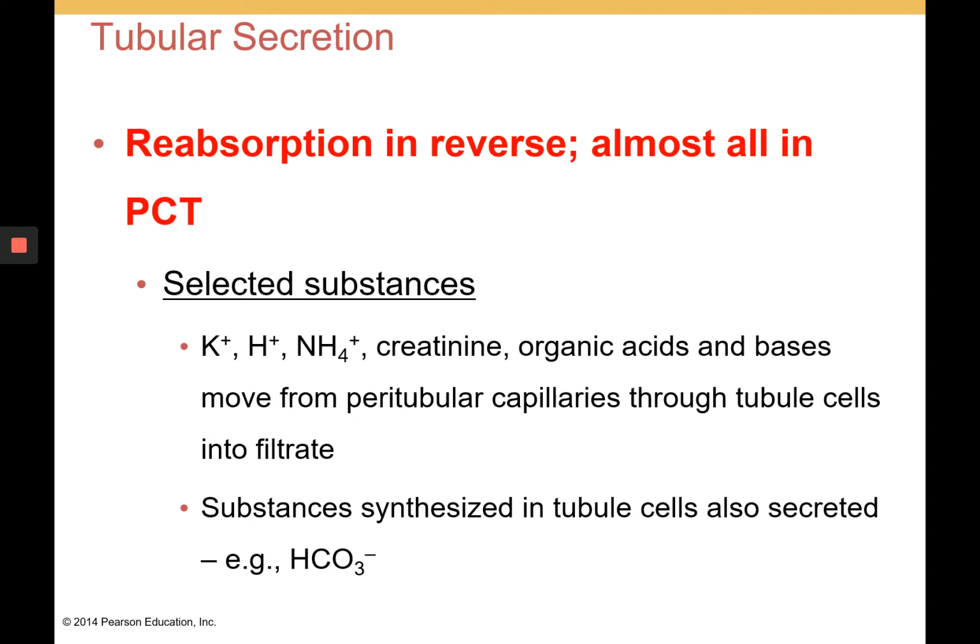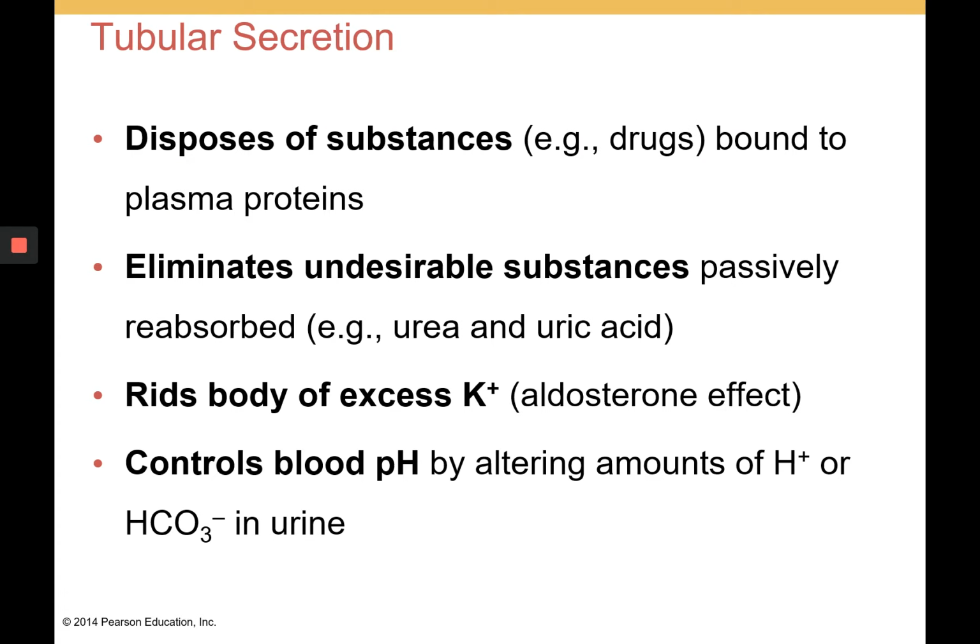Selected substances may be potassium or hydrogen ions, organic acids, bases, and even things that are made in the tubule cells, like bicarbonate. We can eliminate undesirable substances or waste products, things like nitrogenous waste, urea, and uric acid, dispose of substances in excess, and control blood pH. All these things are possible via tubular secretion.